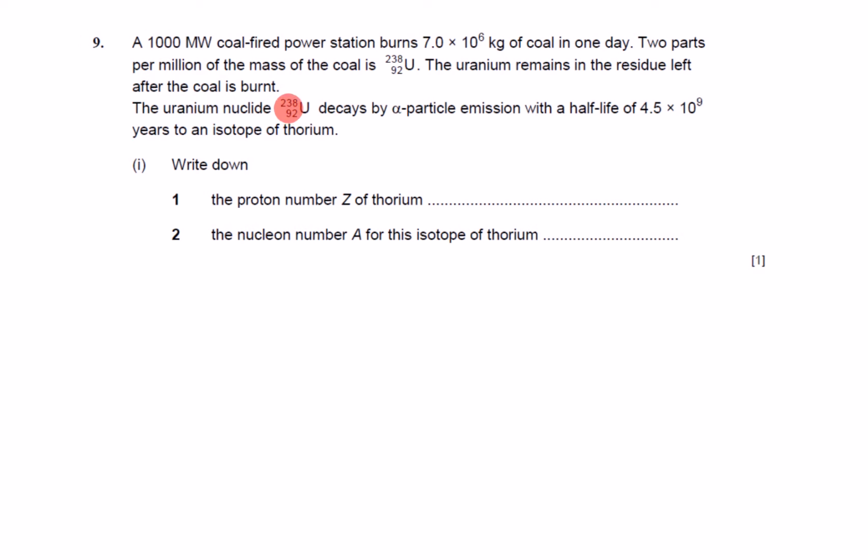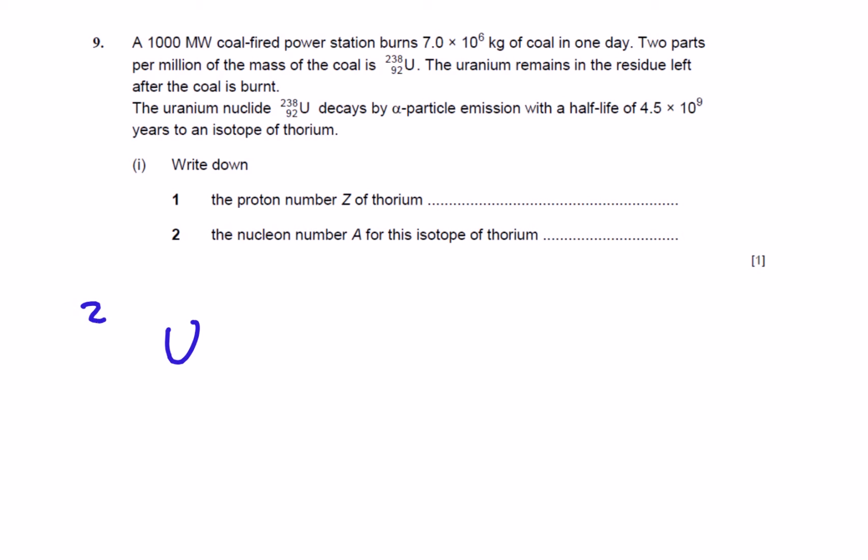The uranium nuclide 238 decays by an alpha particle emission with a half-life of 4.5 times 10 to the 9 years to an isotope of thorium. Write down the proton number Z of thorium. Well, if we've undergone an alpha decay, I might even just write the whole reaction out.